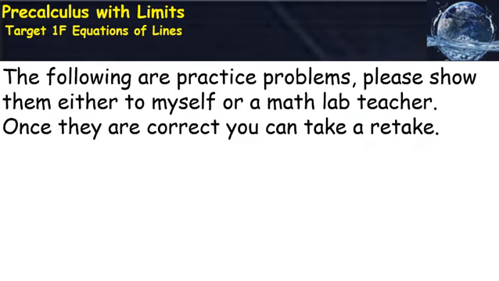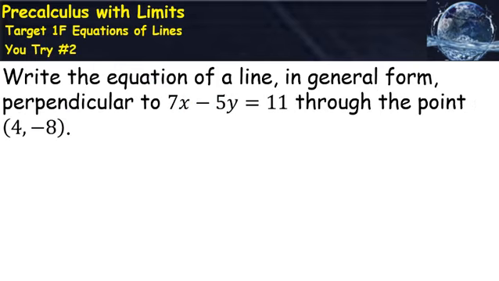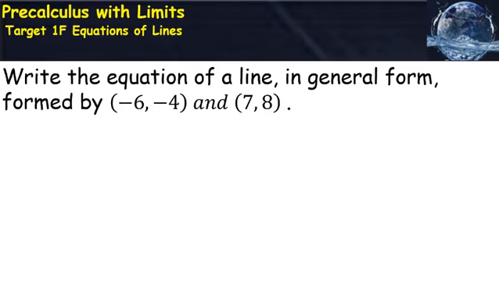So here are the practice problems. You need to either show them to myself or to a math lab teacher. And once you've demonstrated your knowledge, you can do the retake. So here's the first practice problem. And remember, problem number 1 is related to problem number 2. So whatever slope you get here, you're going to use that to find the slope that you'll use for this line, which is perpendicular. And then this third problem, again, is unrelated. Okay, so do these 3 problems, and good luck.